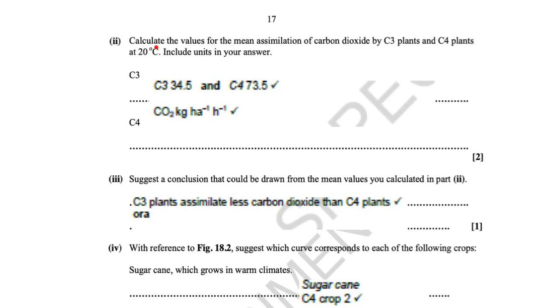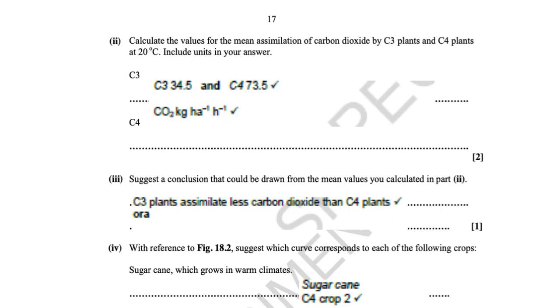It now asks you to calculate an average for the C3 plants and an average for the C4 plants at 20 degrees. So for the C3s you add them together and divide by 2, and the C4s you add them together and divide by 2, and you get answers of 34.5 and 73.5. And that is in kilograms of carbon dioxide per hectare per year, and it asks for you to include the units, so if you don't include the units you lose a mark.